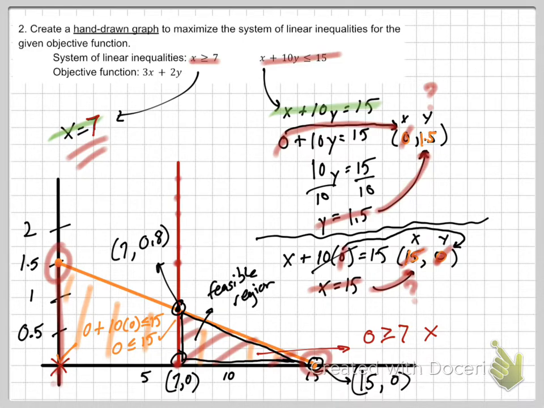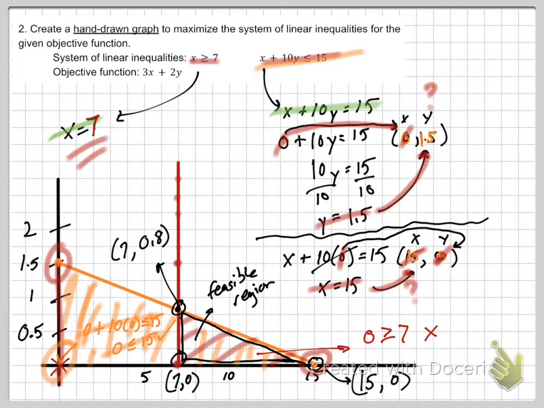So let's do this different color. So for this equation, I'm going to bring it down here and I'm going to plug in 0 for x, 0 for y, which gets me 0 is less than or equal to 15. And that is true, so I shade on the same side as that point, all the way down.